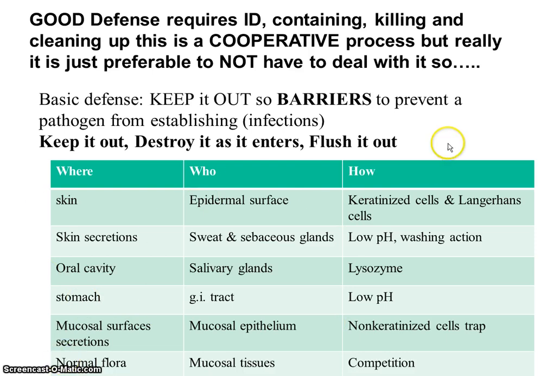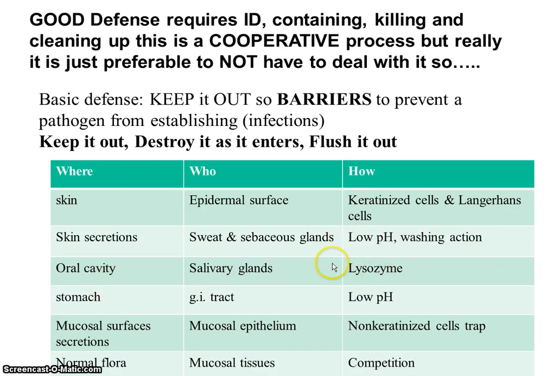Within these wares and how. So again, the skin has a whole lot of keratinized cells, and keratin is a hard substance that just keeps things out. And then Langerhans cells are also found in the epidermis, and they are actually going to be able to eat things, right? Skin secretions have their acids, and they just wash things away.